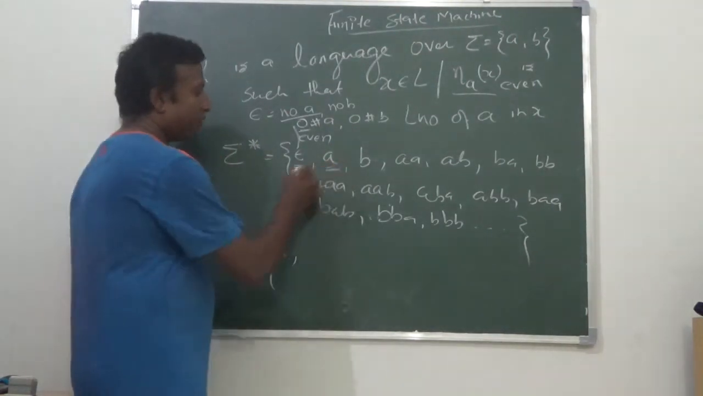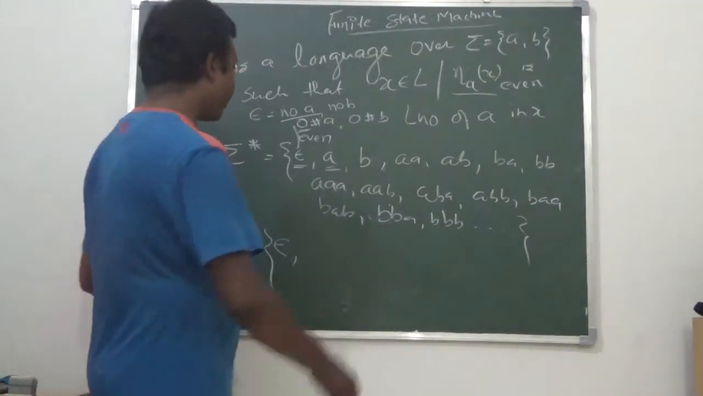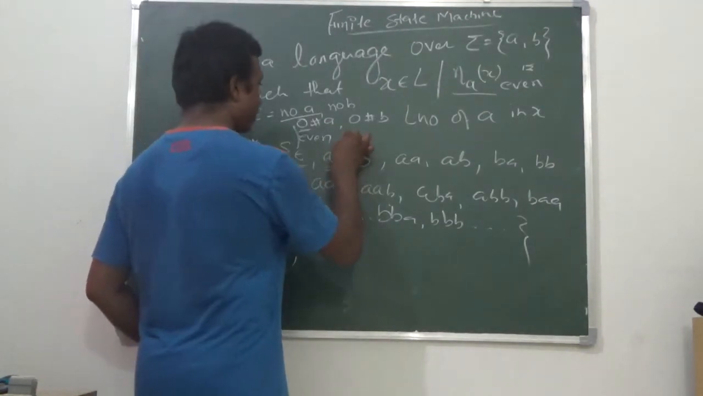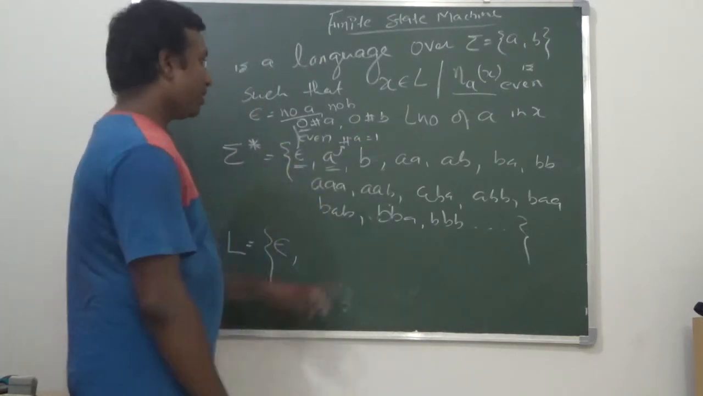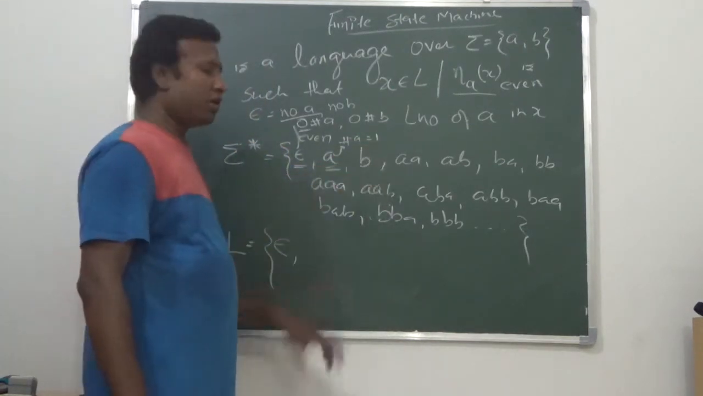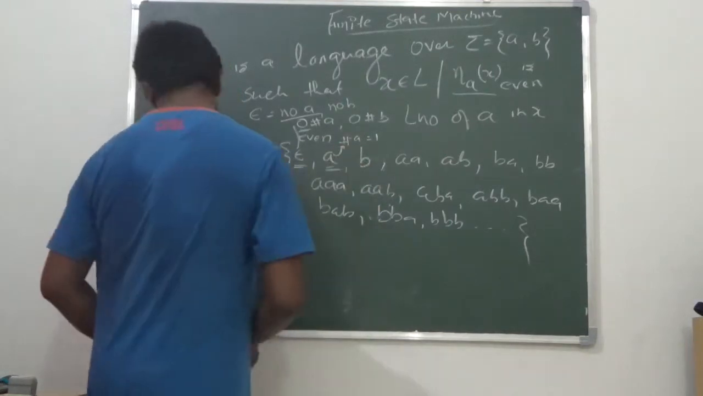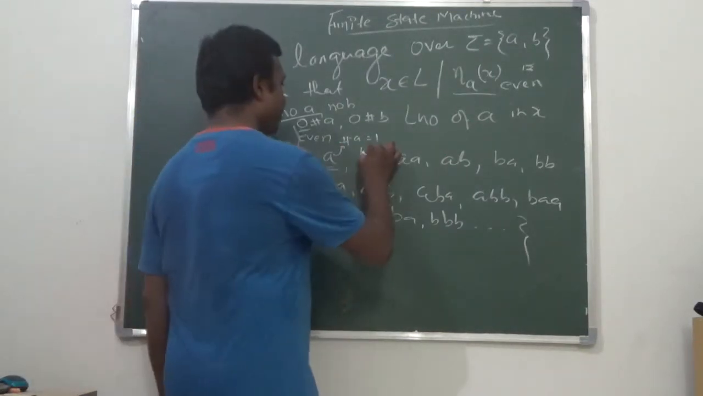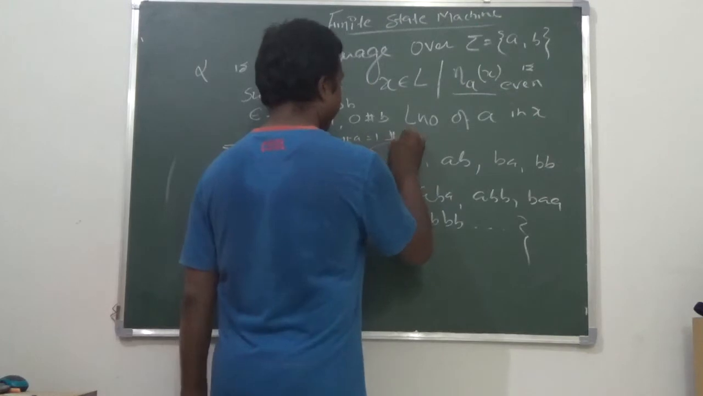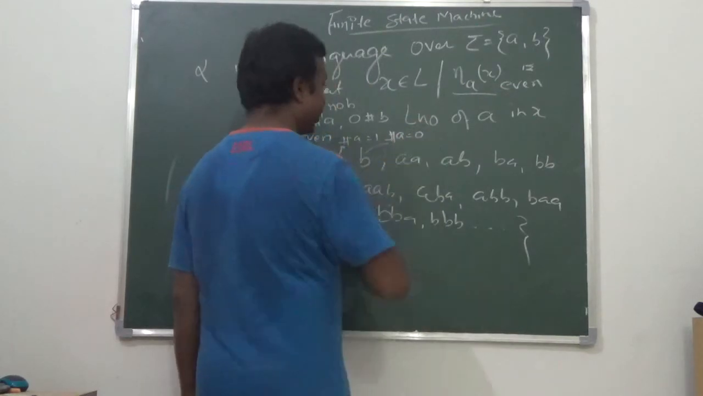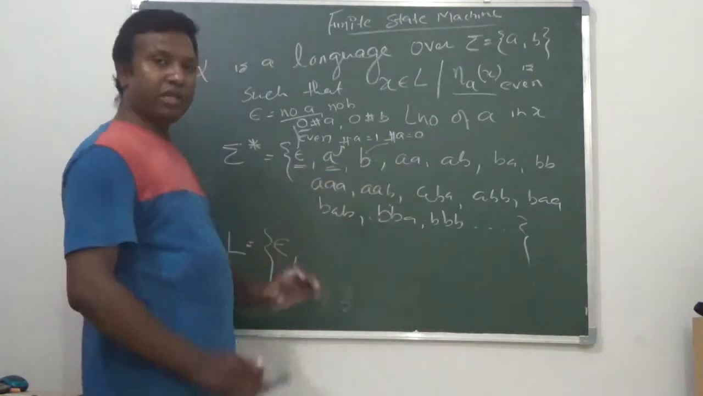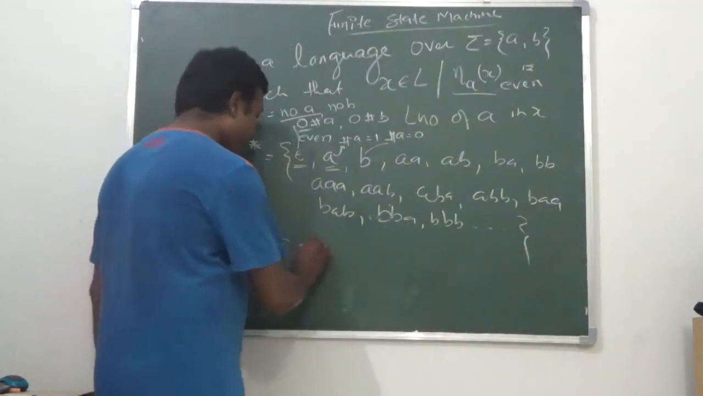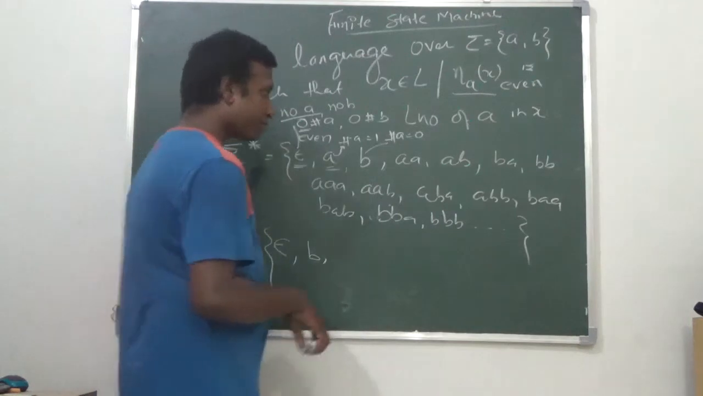Now here we have one A. So the number of A is equal to 1 in this particular string, and 1 is odd. So we need not take this. Then we talk about B. The number of A is equal to 0 because there is no A in this B, right? And 0 means even. So we need to include the B.